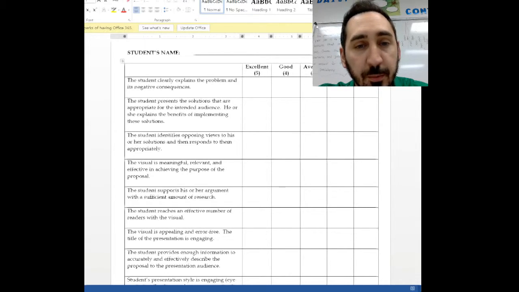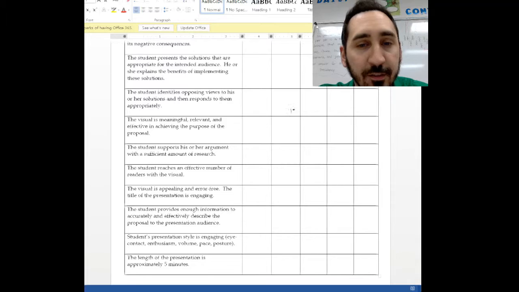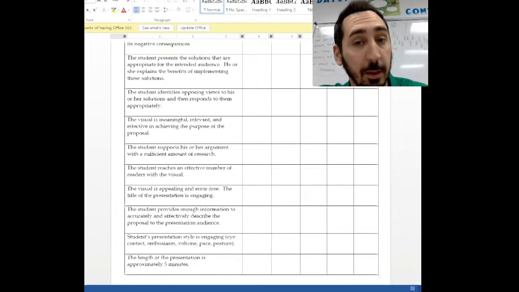Number 2, the student presents solutions that are appropriate for the intended audience. He or she explains the benefits of implementing these solutions. So basically, tell us about your solution. The student identifies opposing views of his or her solution. So what are those people that don't like your solution? What do you think they're going to say, and what are you going to say to them?